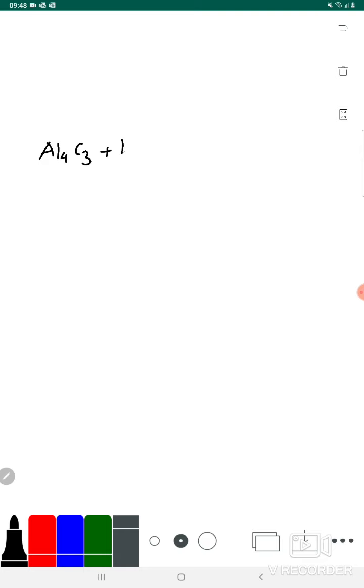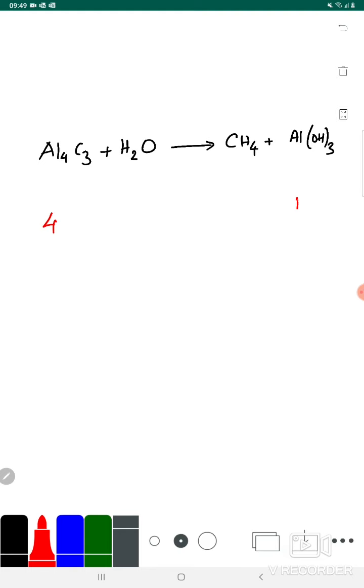Al4C3 plus H2O, that will give you CH4 plus Al(OH)3. Now if you observe, I have 4 aluminiums over here, but here on the right hand side I have only 1, so I am balancing it with 4. Now again check for carbon. Carbon I am having 3, here I am having only 1, so again balance it with 3. Now check for the oxygens. Oxygen I am having here 1 oxygen, whereas here I have 4 3s are 12 oxygens, so I will make this 12.